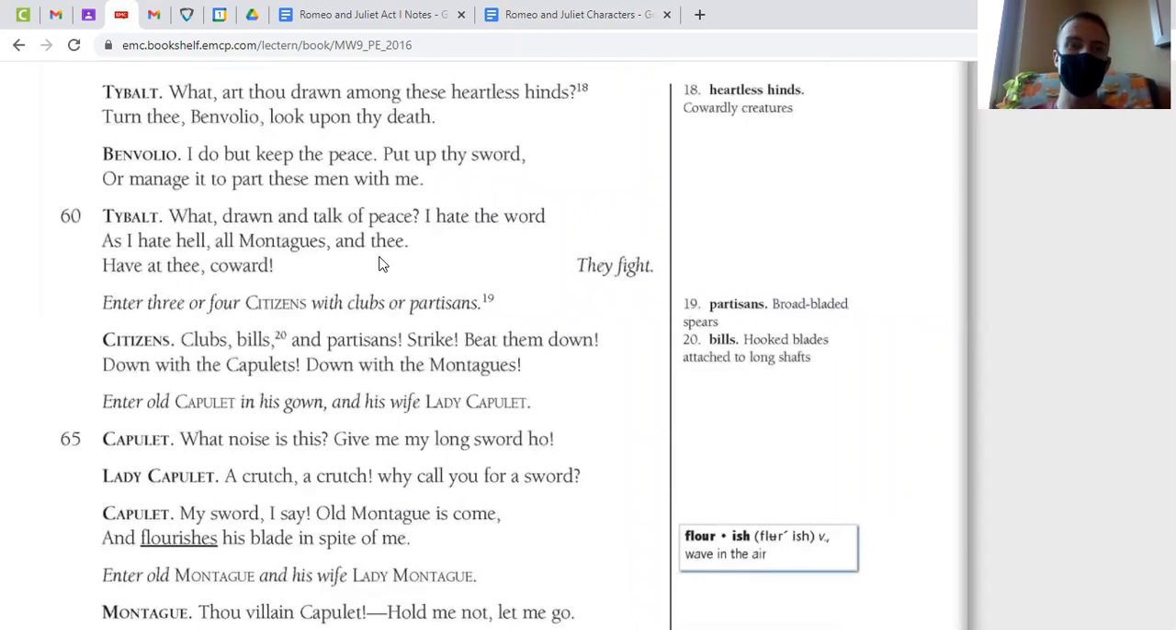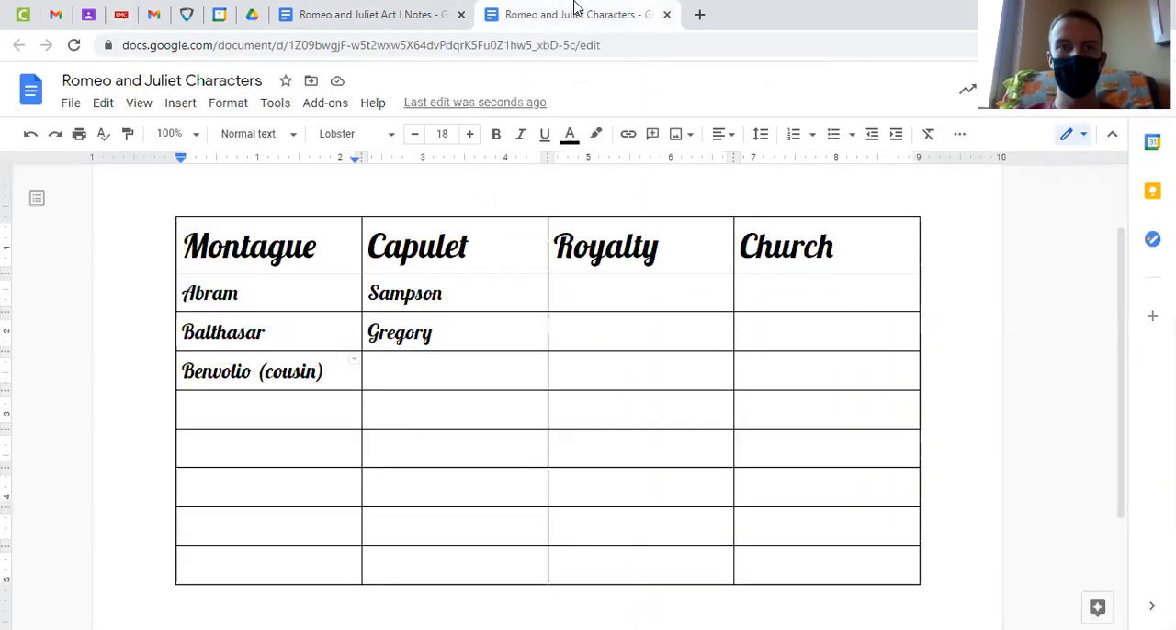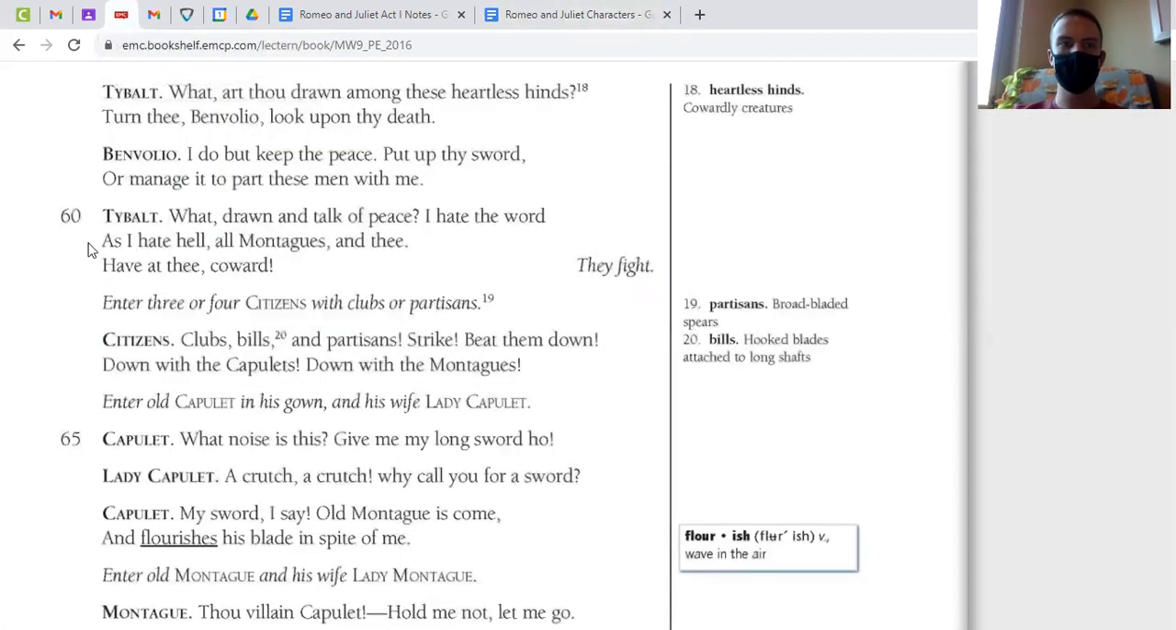And then we have Tybalt walk in. Tybalt is a Capulet. He is also a cousin, but a cousin of the Capulets. So he's at the same kind of level as Benvolio. He sees Benvolio with his sword out, beating down the swords of these guys, and he says, are you fighting? And he pulls out his sword. He says, turn thee, Benvolio, look upon thy death. So he shows him his sword and says, I'm going to kill you with this sword.